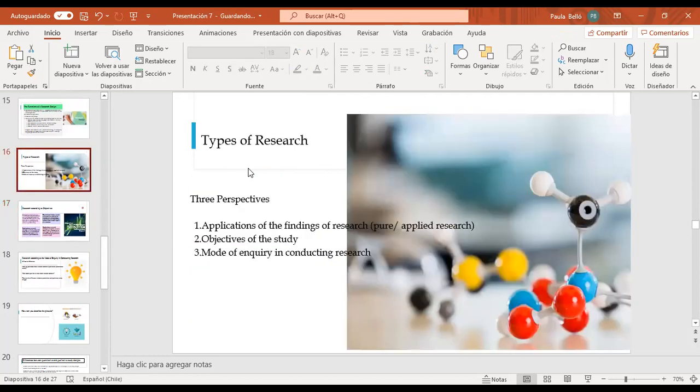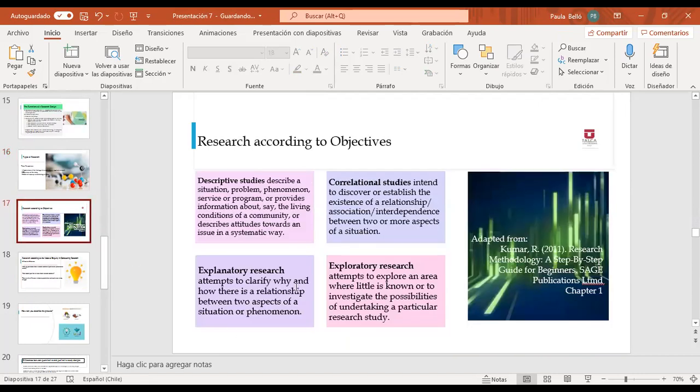So we have research according to objectives. Then when you go back to your project, little by little, we will analyze which kind of research design each one of them is. But you can already think about your research project up to now, whether you are going towards descriptive, towards explanatory, towards exploratory, or towards a correlational design.